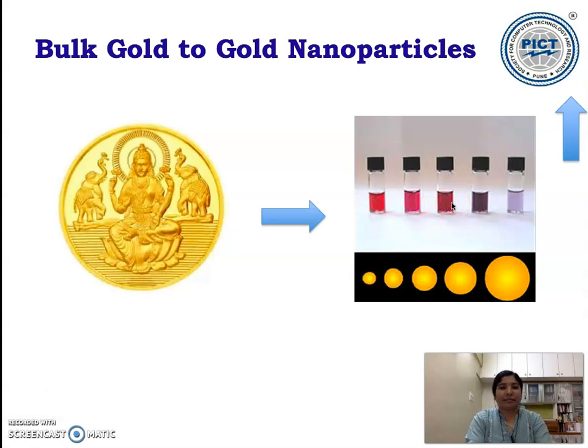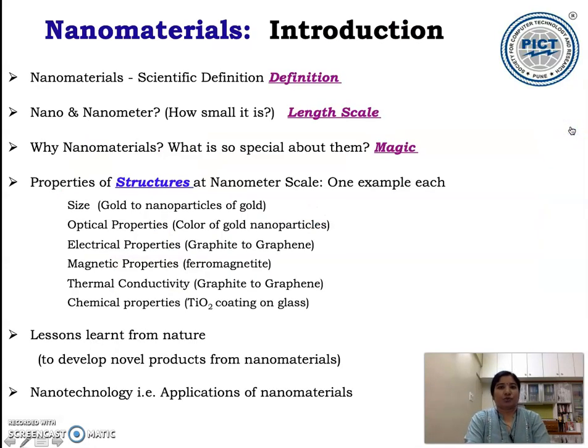So there are so many applications associated with different types of nanoparticles. This is just an example. Here I have shown how the color is changing with the reduction in size from bulk gold to gold nanoparticles. Obviously, if the color is changing, its properties are also changing. So isn't it a magic? We cannot think that golden or yellow gold can become a ruby red, right?